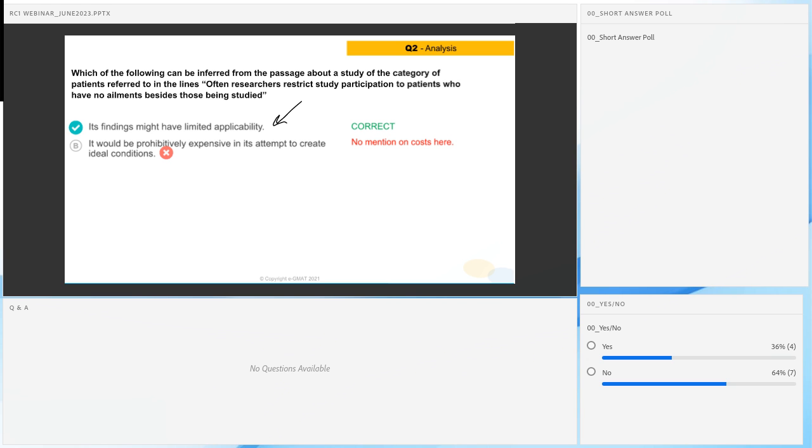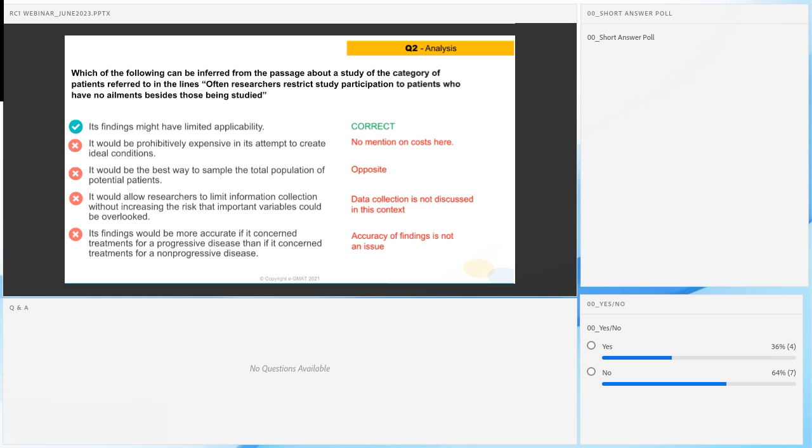So this study only has limited applicability. The expensive piece is not mentioned in this context, so we're not going to do that. A lot of people didn't do this. This one is the opposite of what's suggested. Not many of you chose this. Choices D and E are what a lot of you chose.